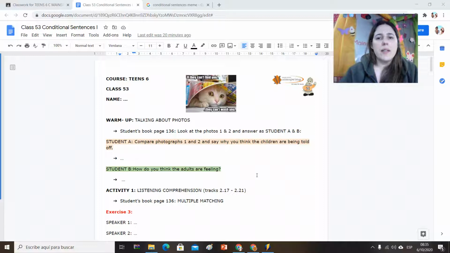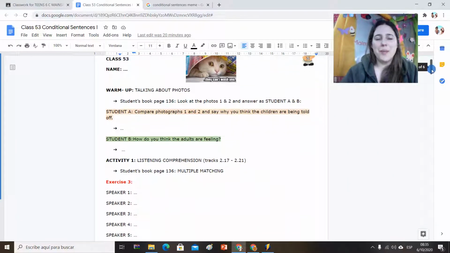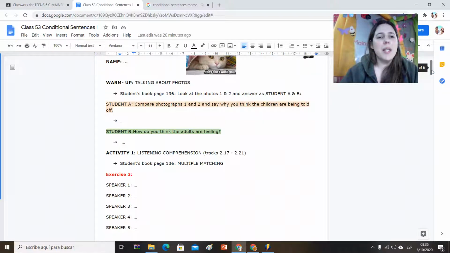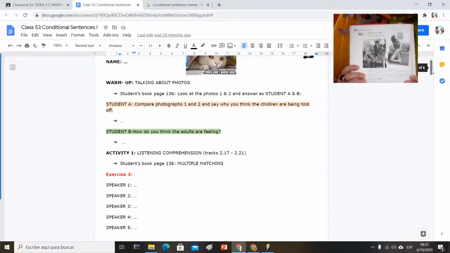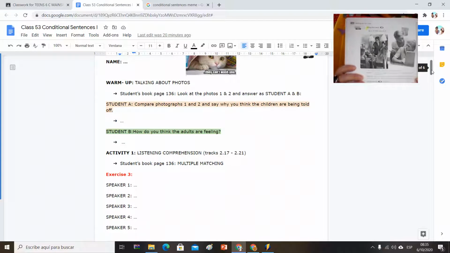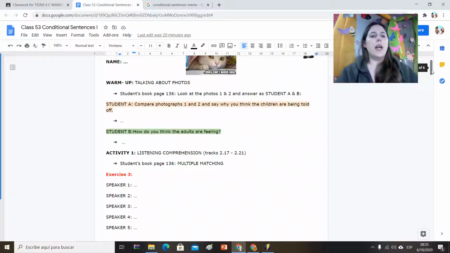So, let's start explaining what you're supposed to do. In the warm-up activity, we are going to practice speaking, okay, but you're going to type the answers here in the file. So you're going to open your student's book on page 136, and you're going to find these pictures, and you're going to look at them, and you're going to answer as student A and B.